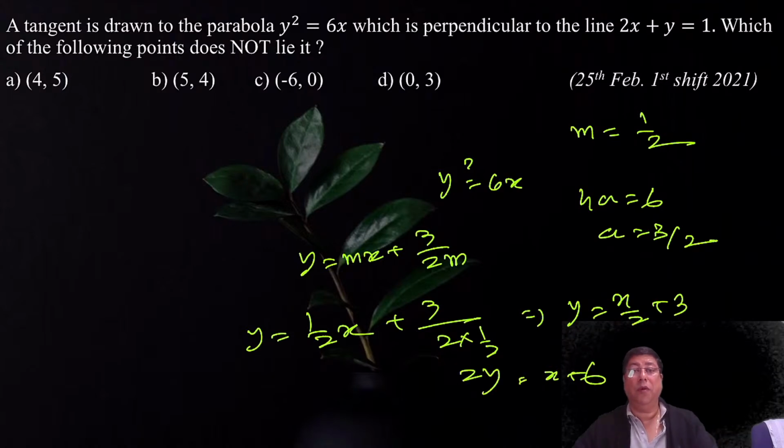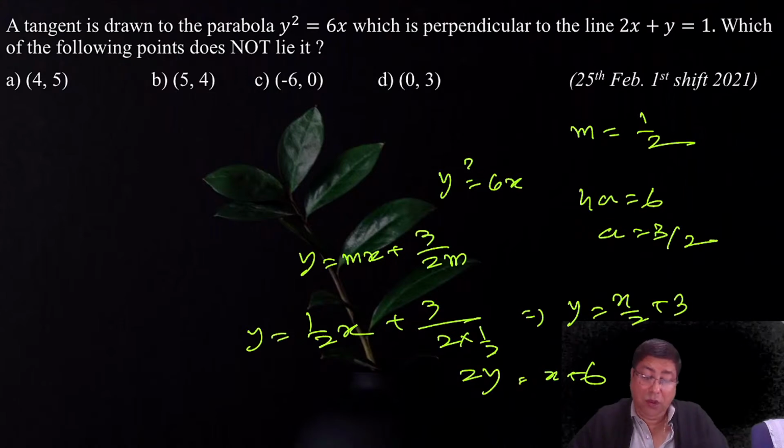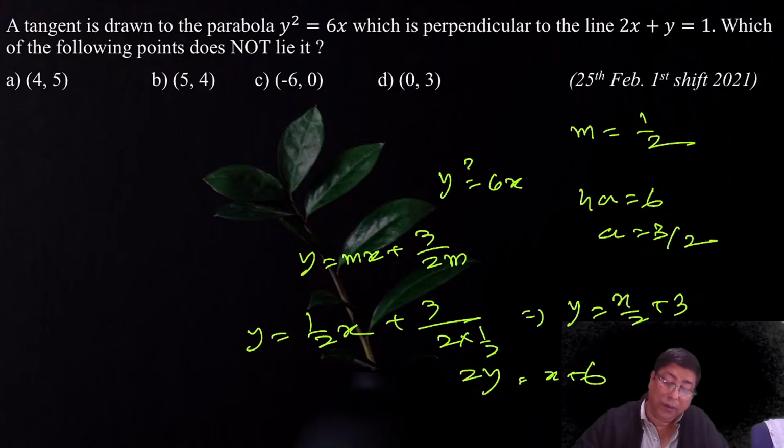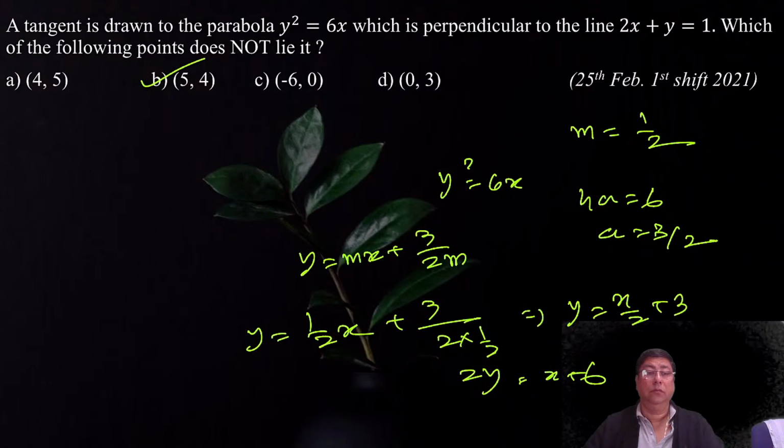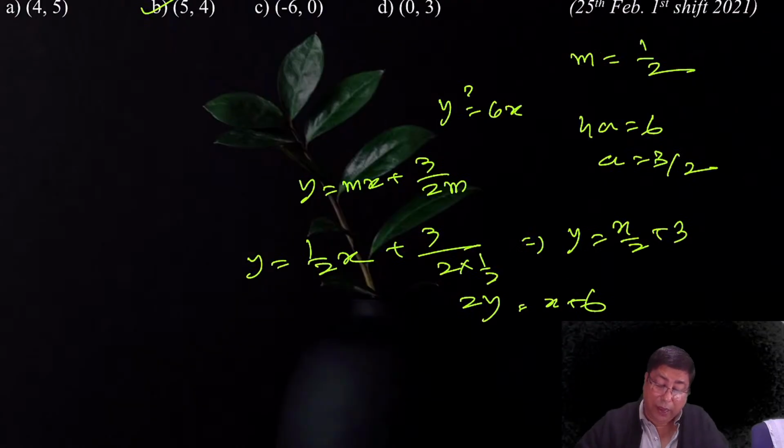Now we have to check which point is lying on this. So 2y equal to x plus 6, which point should it be? 4, 5 is not satisfying, 5, 4 is satisfying this. Let's go to the next sum.